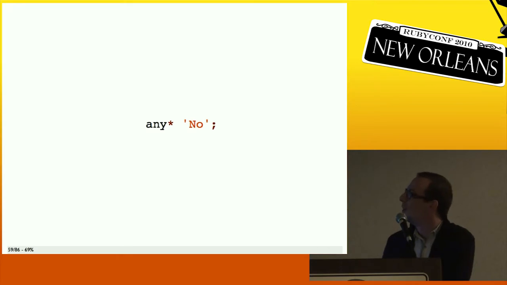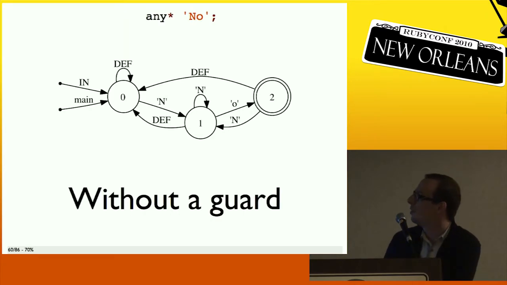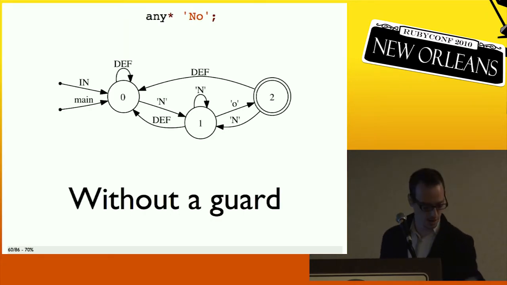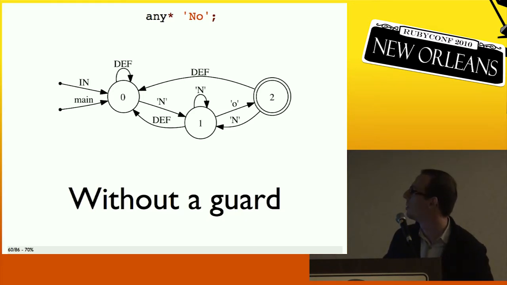So here's an example of behavior you may not expect. Let's match anything and then the string "no". The state machine here is actually fairly complicated for what looks like a simple set of rules. It may not do, or maybe it's doing what you expect, maybe not.